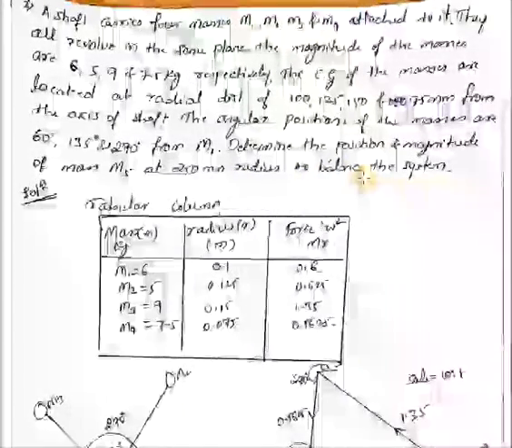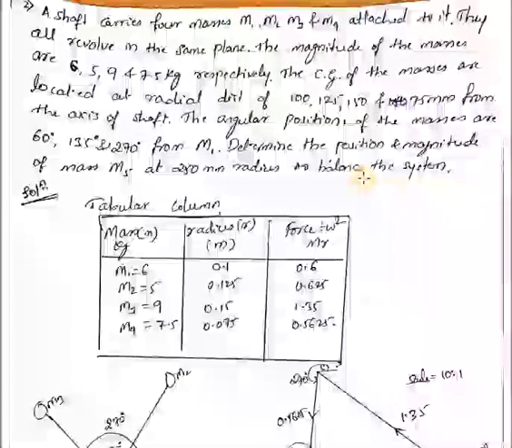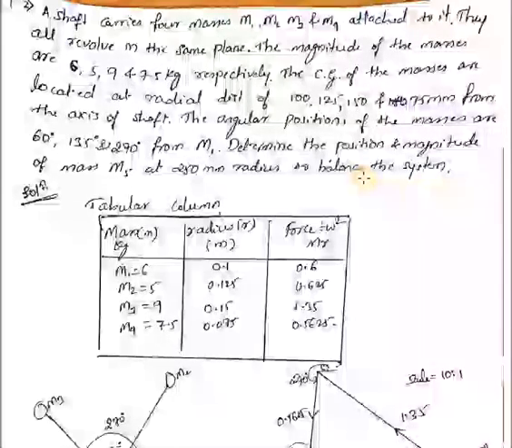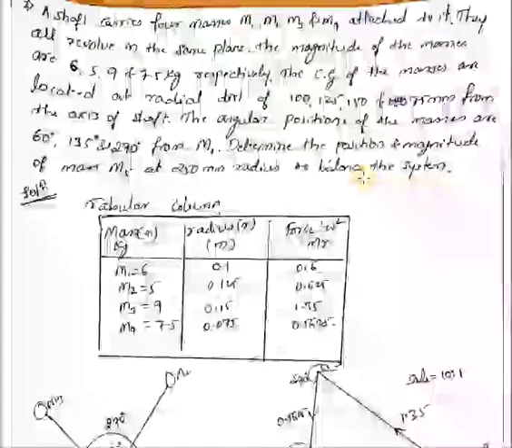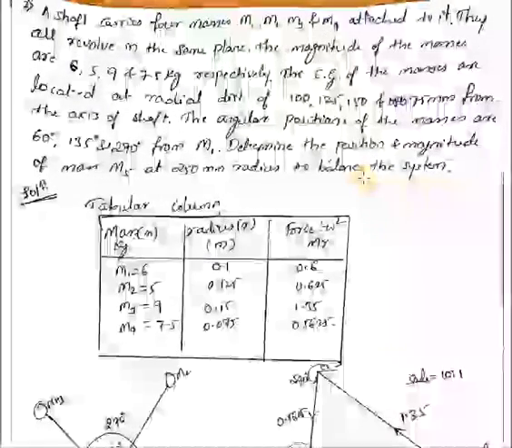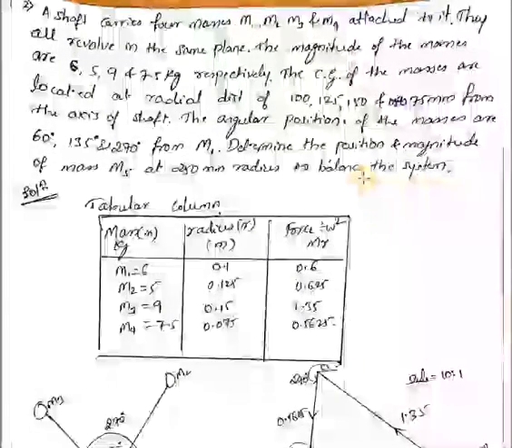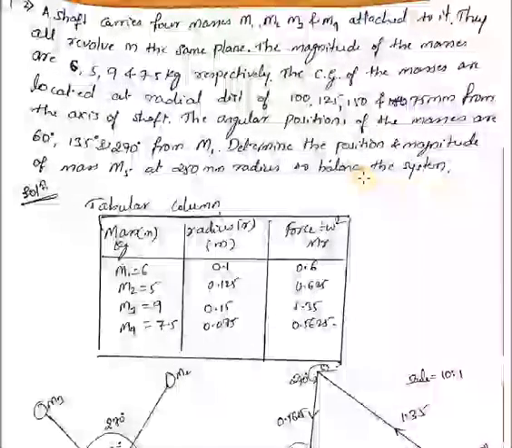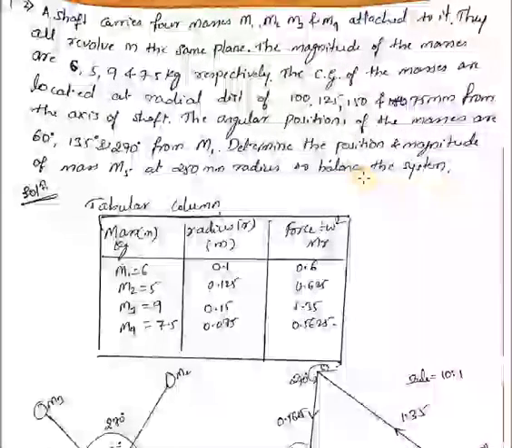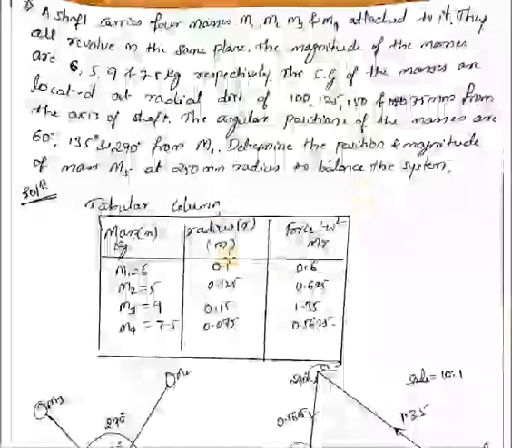So here he has given that for a shaft 4 masses are attached and their respective mass and radius of rotation he has given, and he has given their angular position also with respect to M1, and he asked us to determine the mass of the balancing body, that is M5, which is rotating at 250 mm radius. So the first step is you need to construct this tabular column.